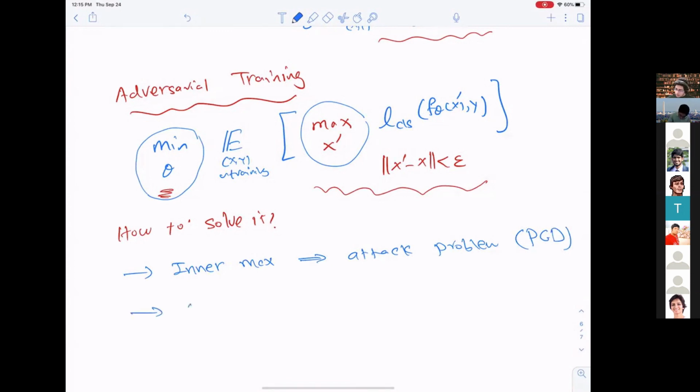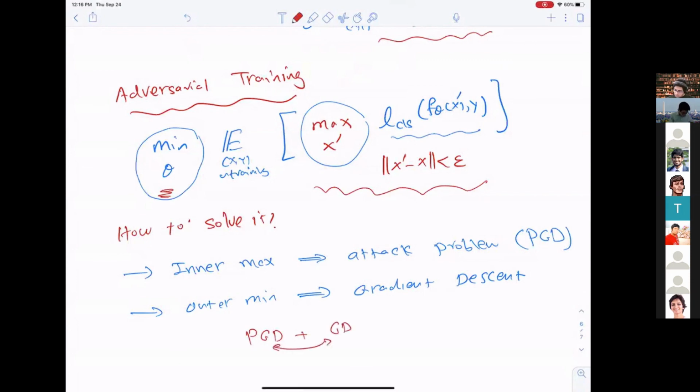The outer minimization problem, I can just use gradient descent to solve it. I compute my worst perturbations, and then the gradient of my model with respect to theta is going to be the gradient of the objective evaluated at those worst perturbations. And that's basically it. So we solve this by alternating between PGD and gradient descent. That is adversarial training.